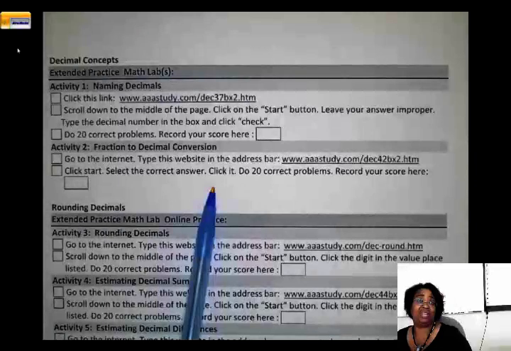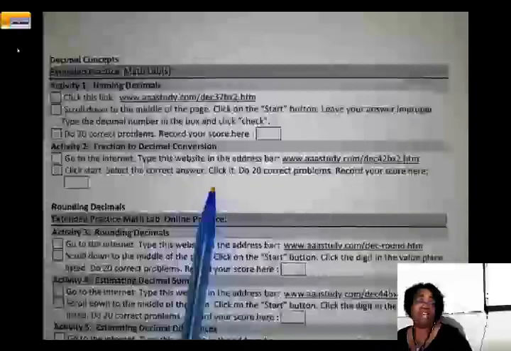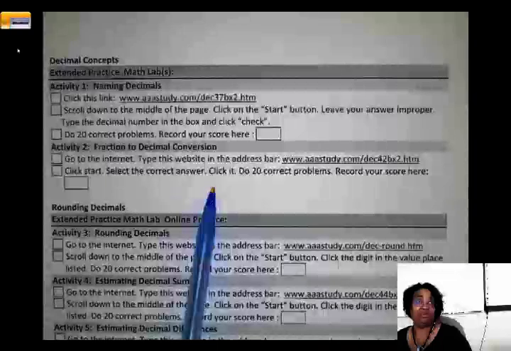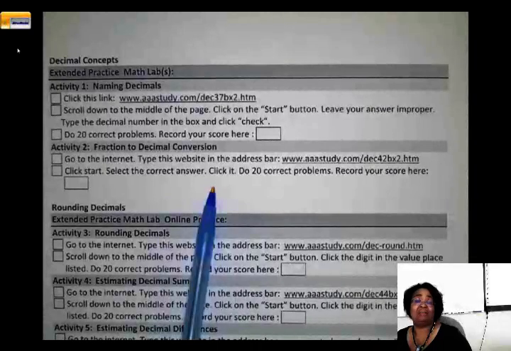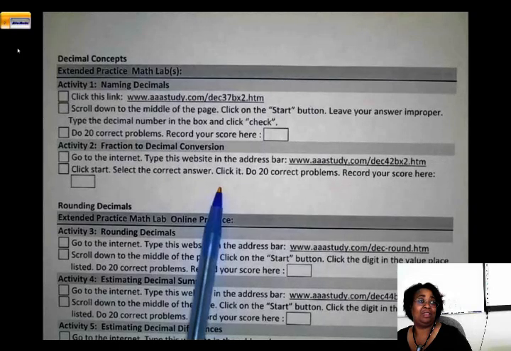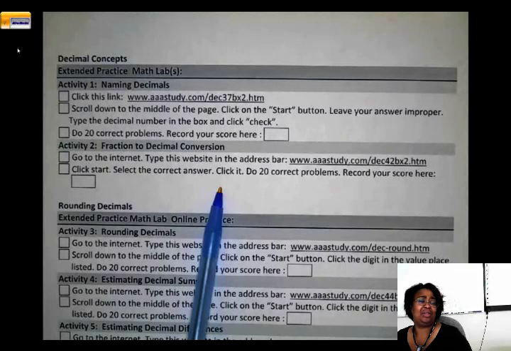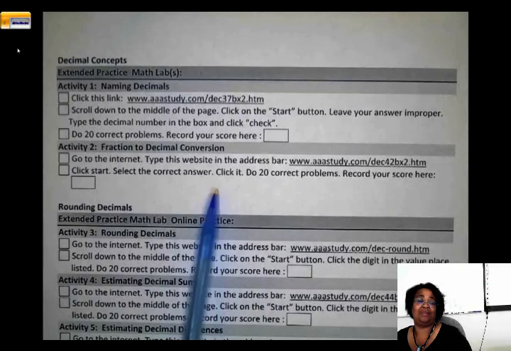I cannot stop you. The computer cannot stop you. Please look at the instructions to see how many you need to do and stop yourself. I've had many times where students will be doing these activities and they get 100 of them done. And I said, I don't think I asked you to do 100. And then they look at the instruction, they go, oh man, I was only supposed to do 20 correct. Okay, so follow the instructions.